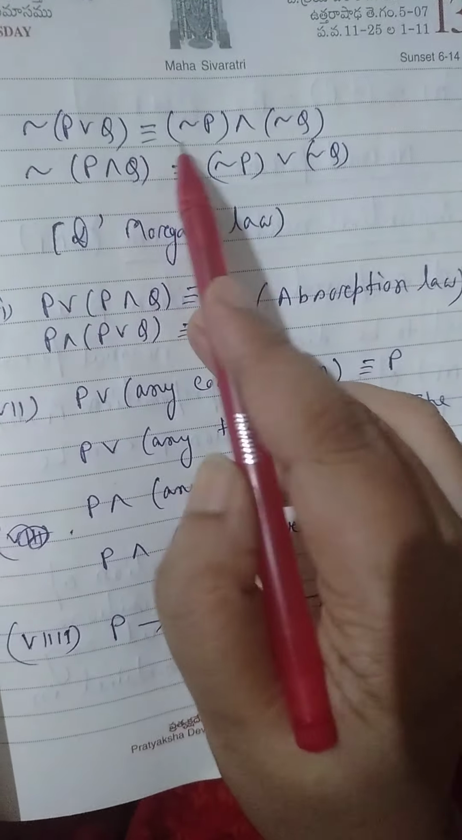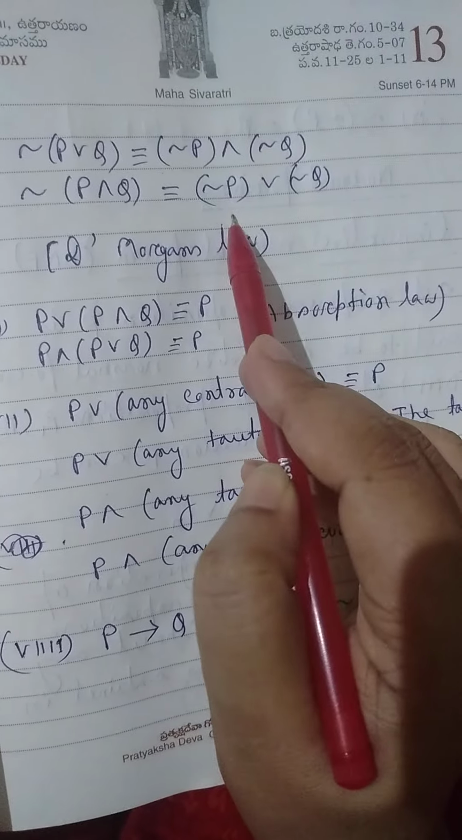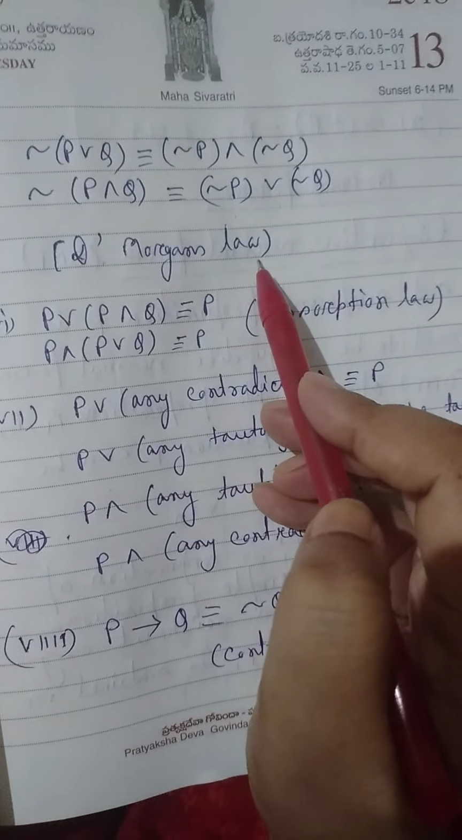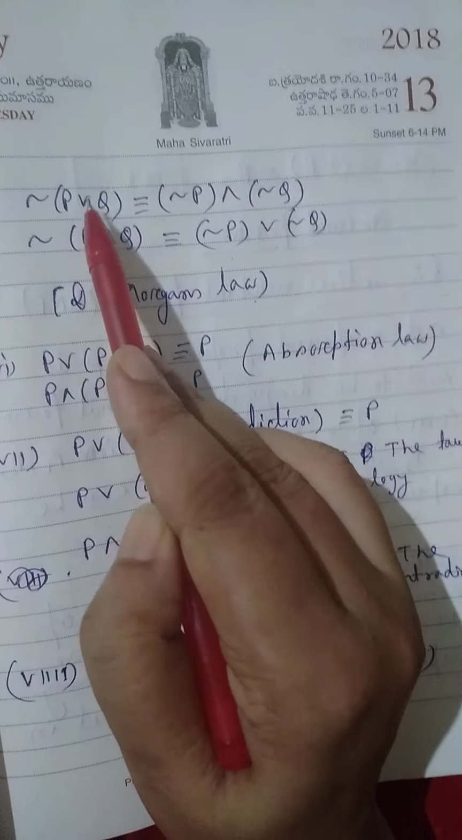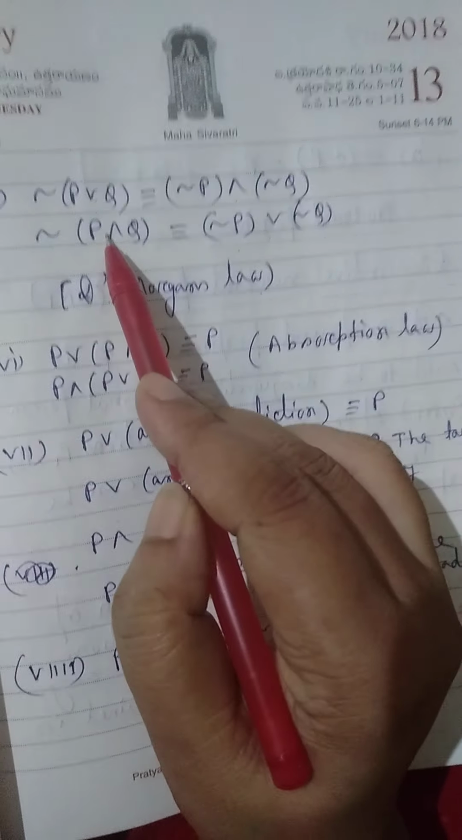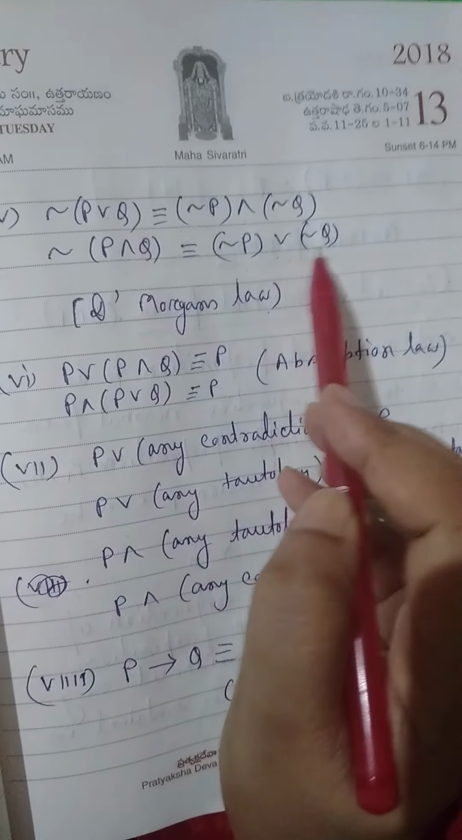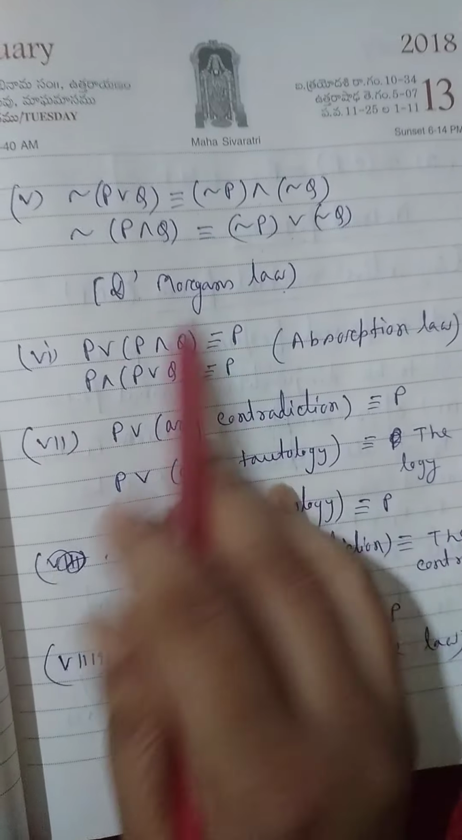So next, negation of (P or Q) is equivalent to negation P and negation Q. Negation of (P and Q) is equivalent to negation P or negation Q. This is De Morgan's law. De Morgan's law means when it is or, here and is coming, and when it is and, here or is coming, and negation on both sides. So this is De Morgan's laws.